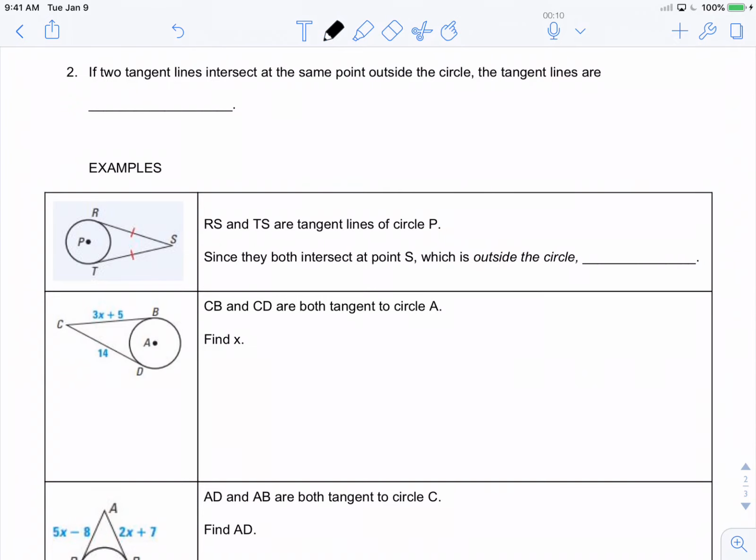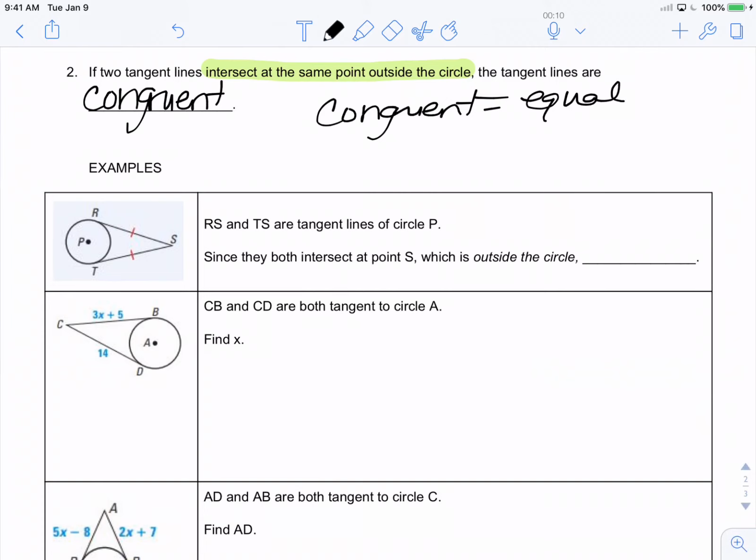All right, second fact about tangent lines. If they intersect at the same point outside the circle, then they are congruent. And remember that congruent things have same size, same shape. So that means they're going to have equal measures. Okay?